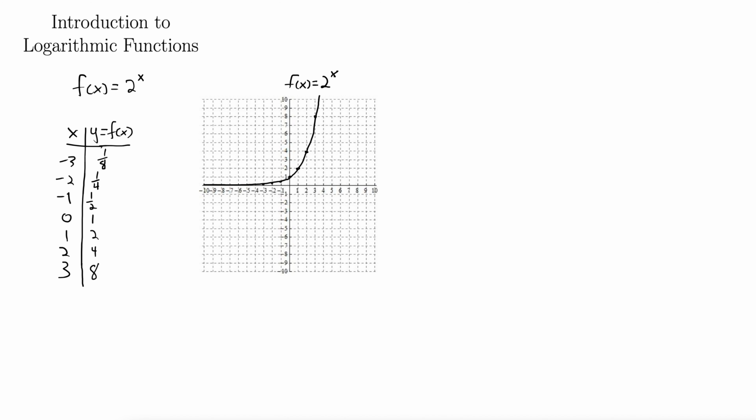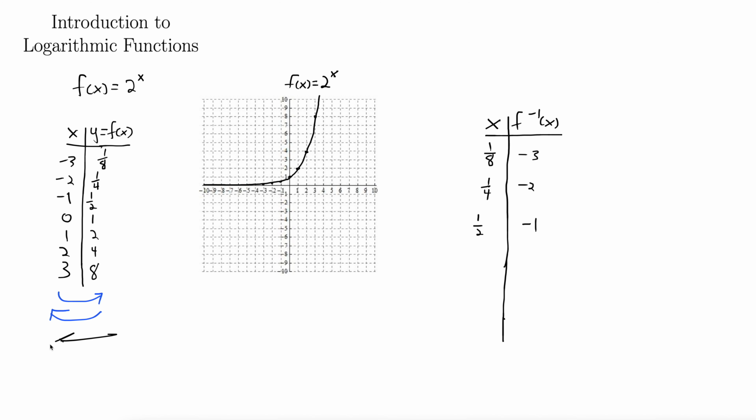Now let's look at the inverse of this. So I'm going to take the same function and just switch it. So now I'm going to do x and f inverse of x. And we're just going to go backwards with this. So instead of going from x to y over here, we're basically going to go from y back to x. So we're going to start with 1/8, and we get back -3. Put in 1/4, we get -2 back. Put in 1/2, we get -1 back. I'm just going backwards on this original table that we had.